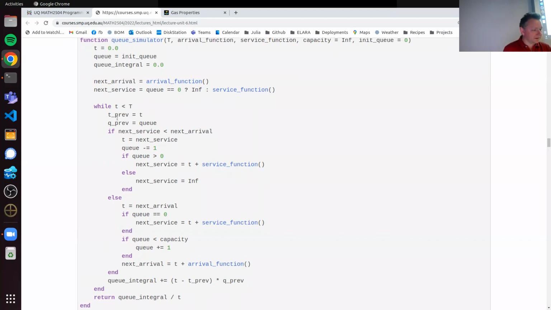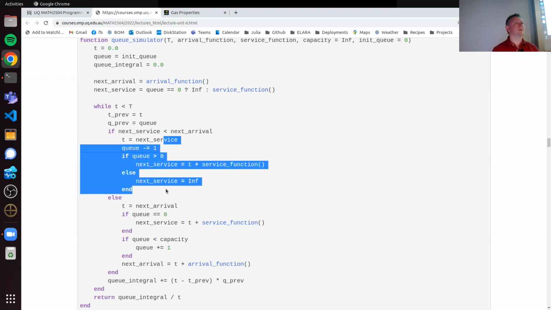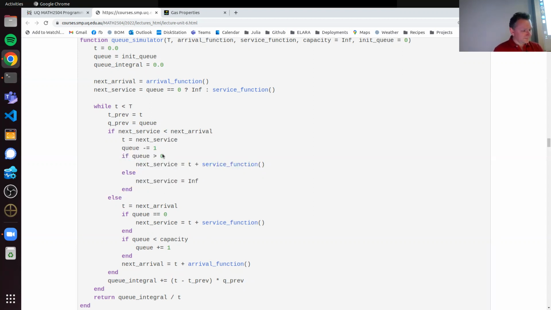Oh, no, sorry. We do that once we use these numbers at the bottom, once we know T. We haven't actually yet figured out what the current event is. The current event's either going to be a service is completed or someone arrives. So if next service is smaller than next arrival, that means it happens sooner, so we care about that. This first block is when someone finishes being served. For that, we subtract someone from the queue. Someone got served. Yay, we're done.